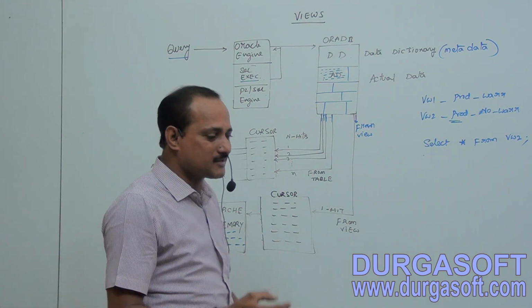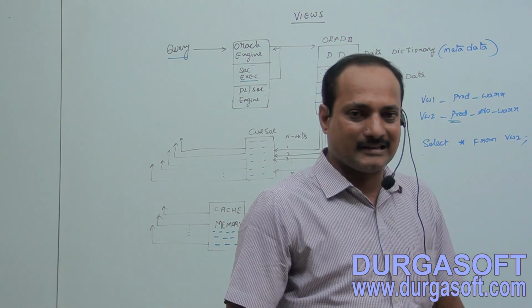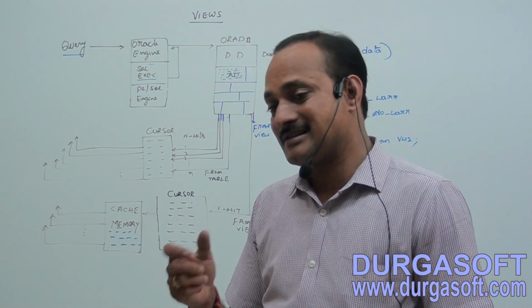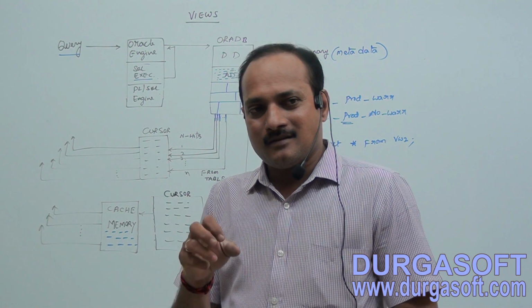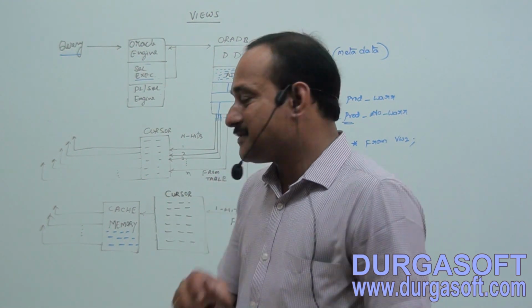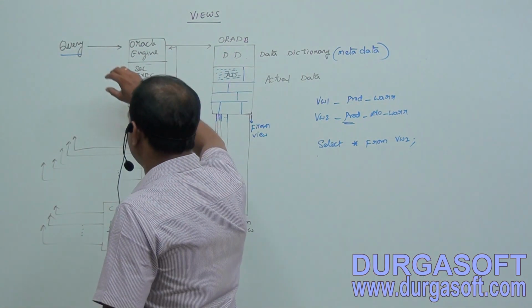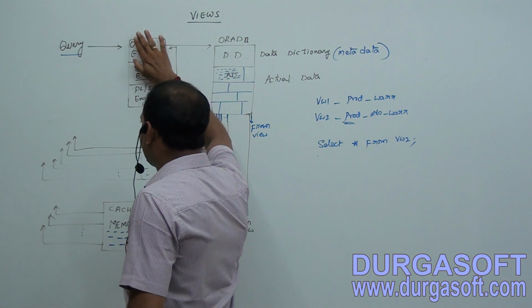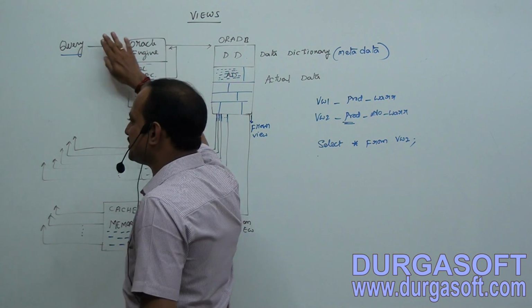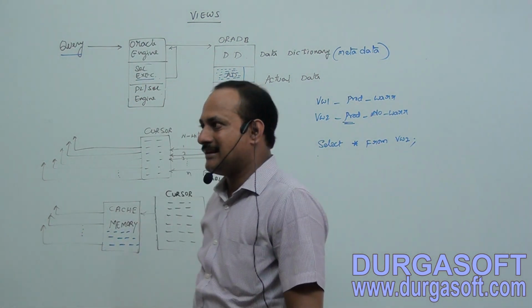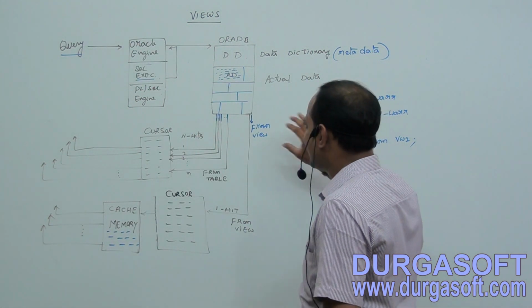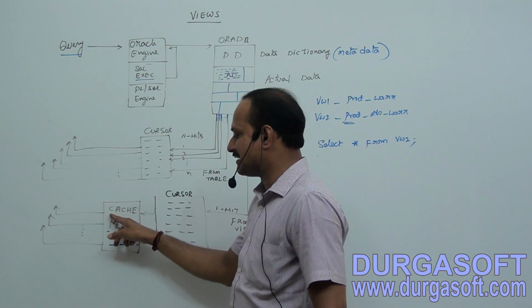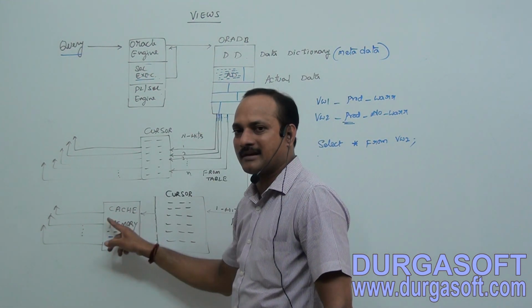user is trying to execute the same query. He is selecting the data from the view. Then what is happening? That should be processed by the Oracle engine, and then it verifies whether the query has already been executed or not. Yes, in case of a view, it will verify the cache memory. Yes, the data is already available in cache memory.